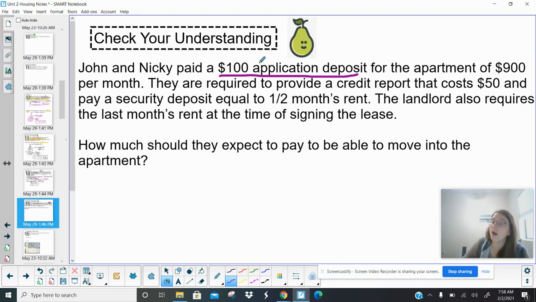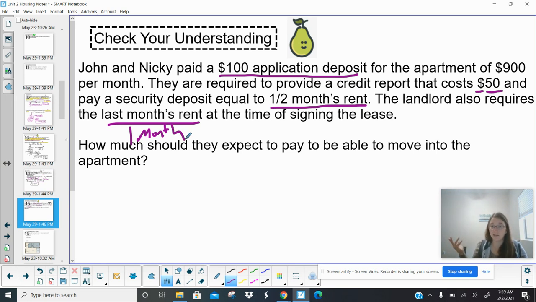But they do say $100 application deposit. They're required to provide a credit report that costs $50 and pay a security deposit equal to a half month's rent. So this is where we're going to use this information. This is 1 month's rent. This security deposit is half of that. The landlord also requires the last month's rent. So again, all that means is this is just 1 month of rent. Notice it does not say first and last.